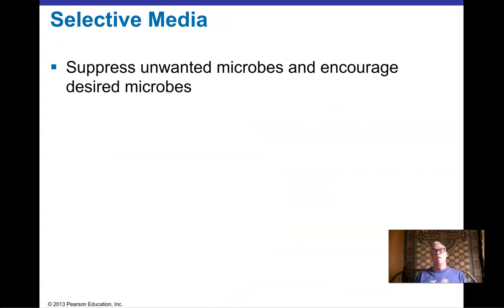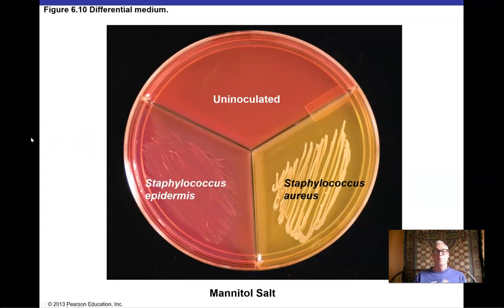Selective media suppresses some bacteria and allows others to grow. For example, agar that contains a relatively high concentration of salt is selective for staph bacteria, staphylococci, because they're adapted to growing in that super salty environment on the surface of the skin, and they can thrive, or at least survive, in that salt medium, whereas most other bacteria can't. And then from there, we can do something else to distinguish different strep or staph species from each other.